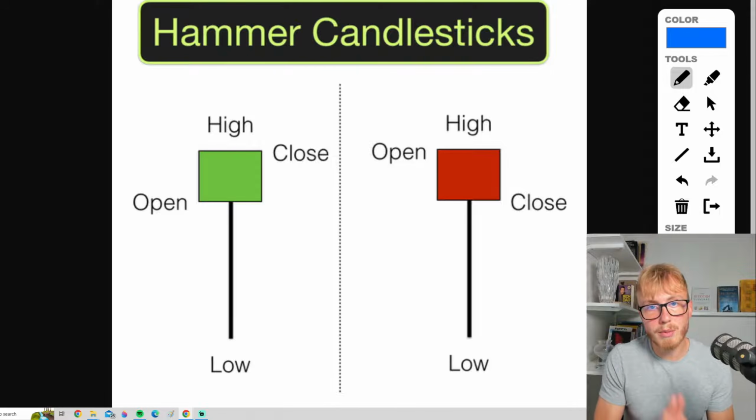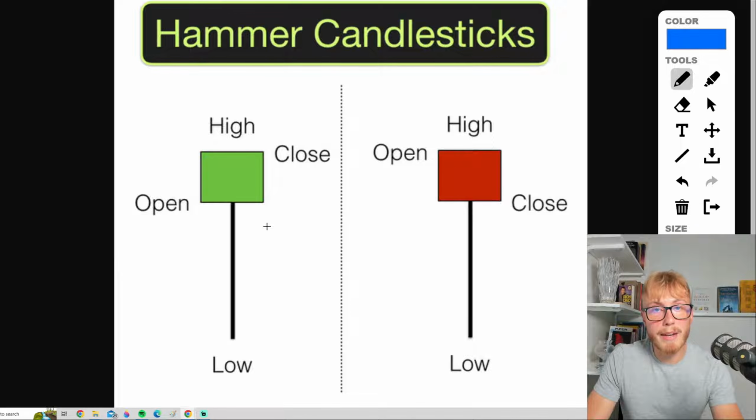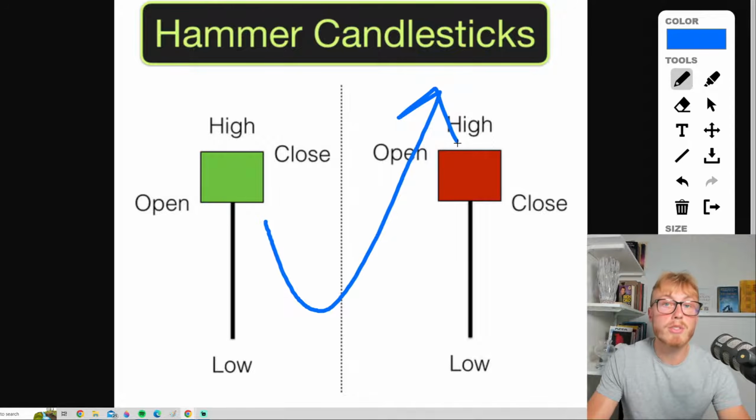The first candlestick we will talk about today is the Hammer Candlestick Pattern, and one very great thing about this pattern is that it occurs very often in markets. The Hammer pattern is a bullish reversal pattern, meaning that it indicates a reversal of the price to the upside.